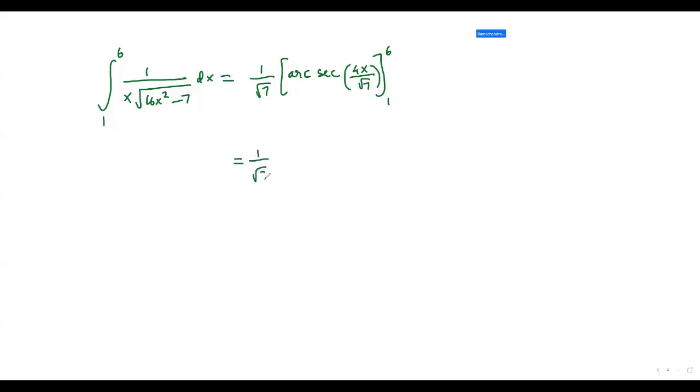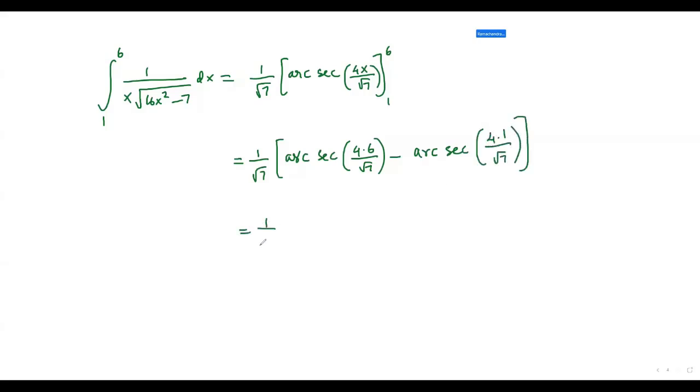Let me write the constant as it is. It is 1 over square root of 7. Now we have to plug in this upper limit for x over here. Then I'm getting arc secant of 4 times 6 over square root of 7. Now in the same result, I have to plug in the lower limit 1 for x, but before that we have to take negative sign. Then arc secant 4 times 1 over square root of 7. Let me continue here. 1 over square root of 7 times arc secant of 4 times 6, which is 24 over square root of 7, negative arc secant of 4 times 1, which is just 4 over square root of 7.